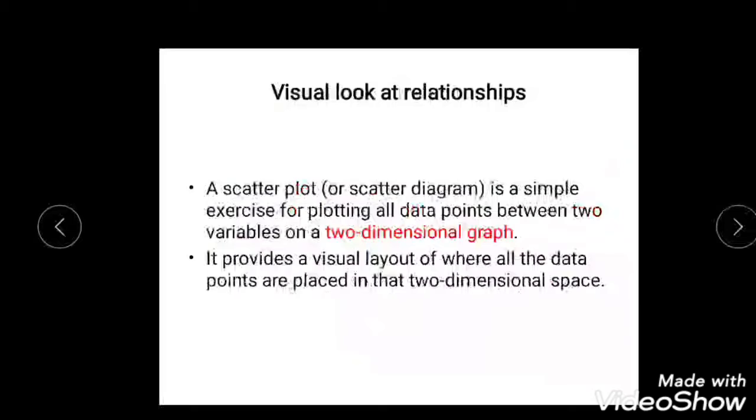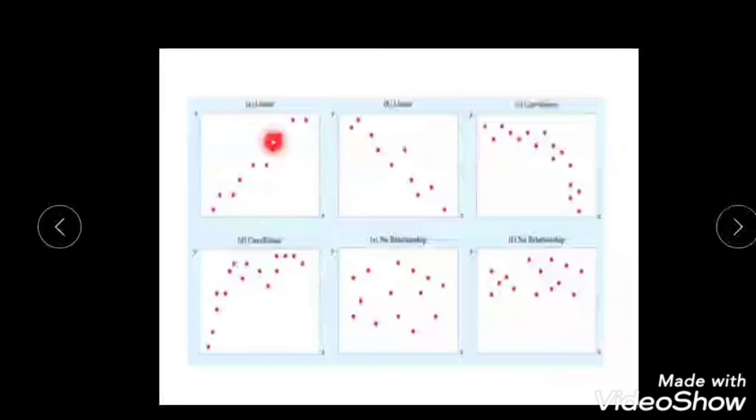And now let us have a visualization of a few relationships, right? Mostly here we use a scatter plot or scatter diagram, which is a simple way of representing data between two variables on a 2D graph, right? And here you can see some diagrams. I have given you 6 figures.